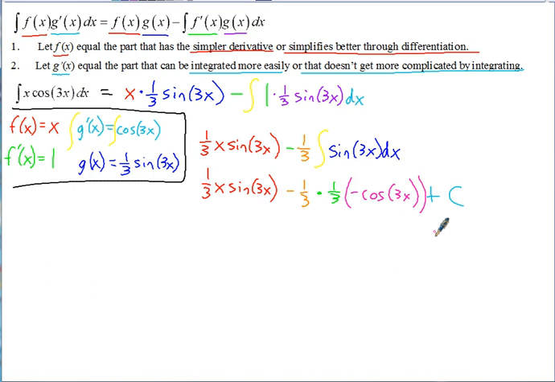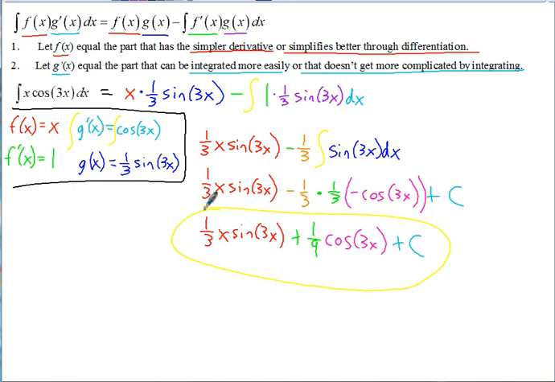And if we simplify that now, we'll have 1/3 x sine of 3x. Multiply the constants, 1/3 times 1/3 is 1/9, and then the negatives cancel out, so it becomes a positive 1/9 cosine of 3x plus c. So that would be our answer for what the integral of x cosine of 3x equals using integration by parts.